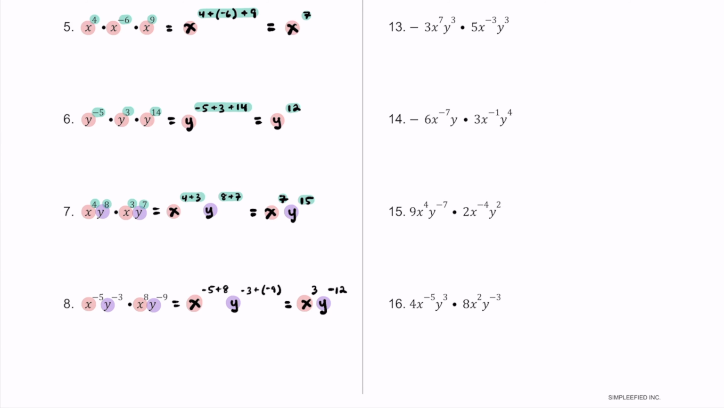So starting with the x's, this negative 5 and 8 combined, we added them together, and that got us this positive 3. And then for the y's, we had this negative 3 and the negative 9. We added them together, and we got negative 12.